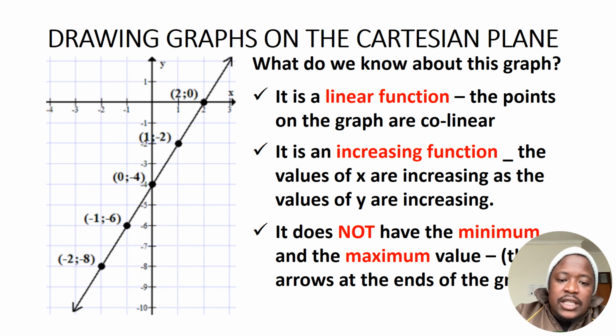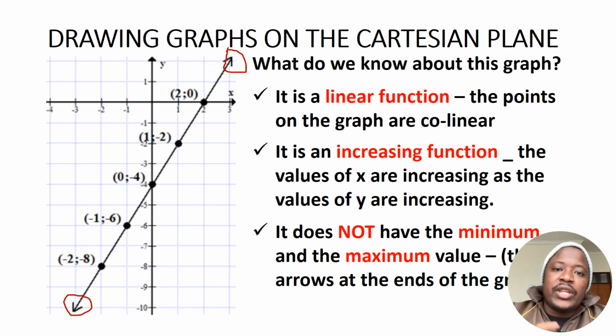Then the last point regarding this graph: we are saying this graph does not have a minimum value or a maximum value. Notice the ends of this graph. We mentioned in the first session that these arrows at the ends mean that the line will continue infinitely. So therefore, this graph does not have a minimum value. Also, it does not have a maximum value.